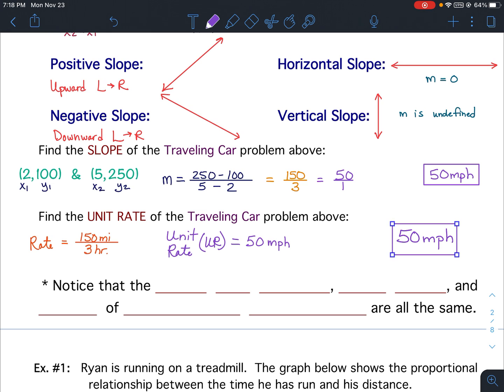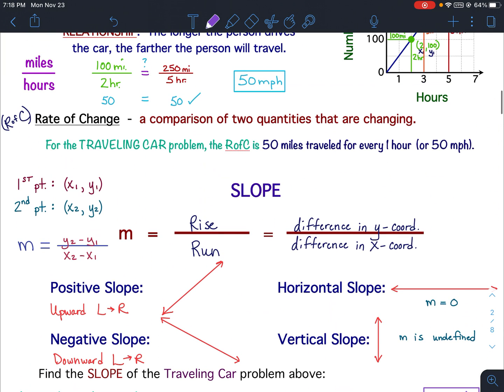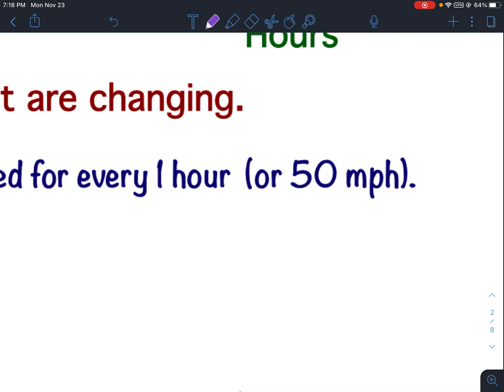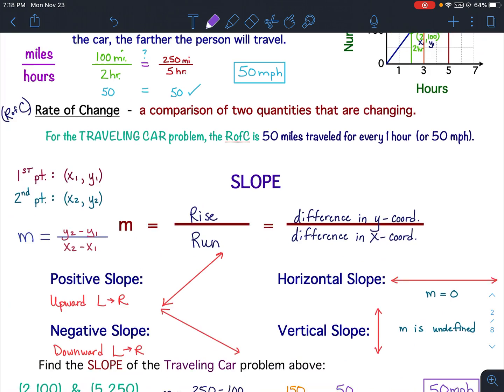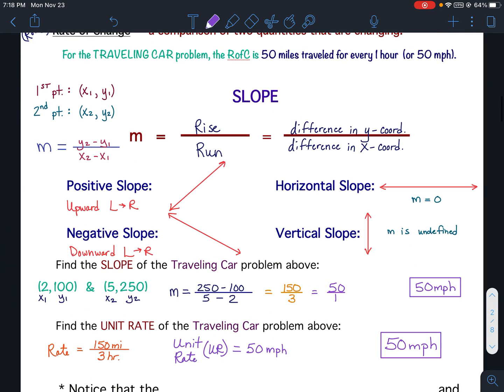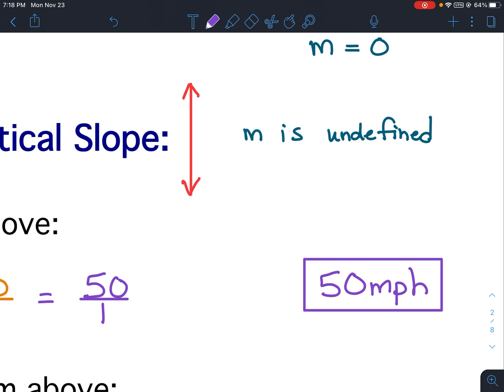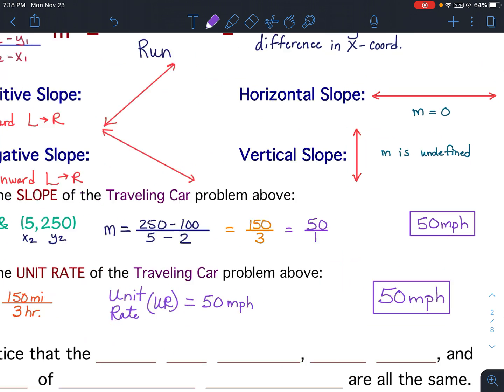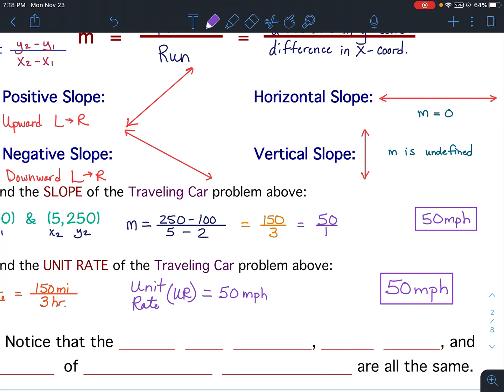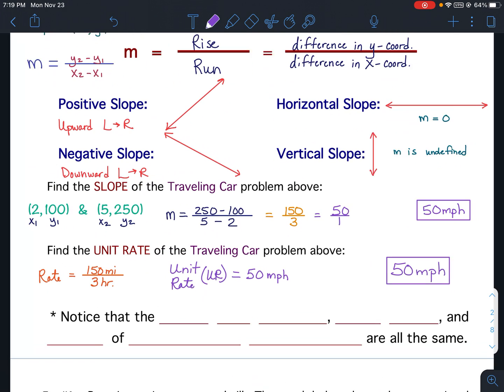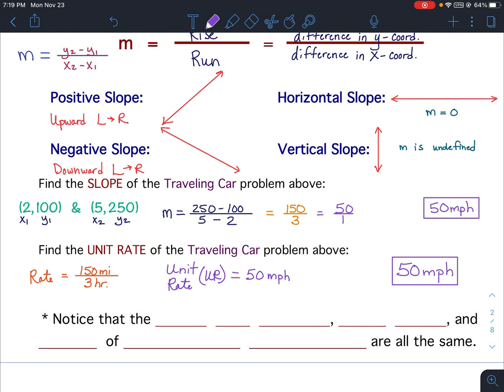So let's just take a moment now. For this traveling car problem, let's start with the rate of change. What was the rate of change? The rate of change was 50 miles per hour. What was the slope? The slope was 50 miles per hour, because 50 miles over 1 hour. And then the unit rate, again, was 50 miles per hour.